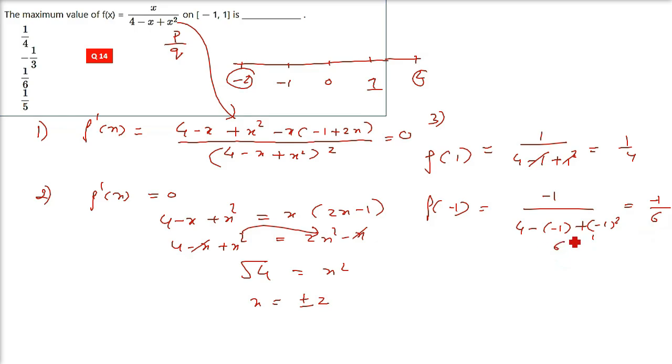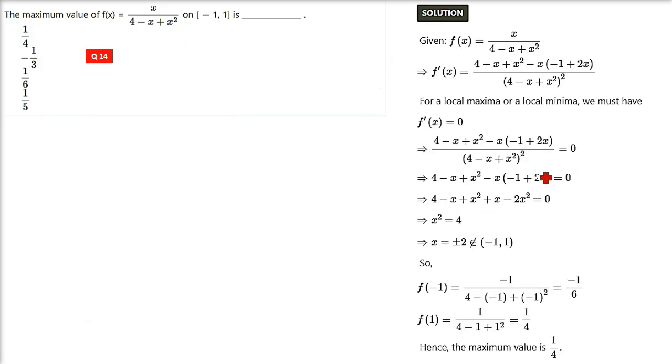Now this negative 1 by 6 and 1 by 4, which is higher? 1 by 4 is higher than negative 1 by 6. So what is the maximum value? Maximum value is 1 by 4 at x equals to 1. So this is the reference for you. So you can just follow these. All these sentences you have to write. Hence the maximum value is 1 by 4.